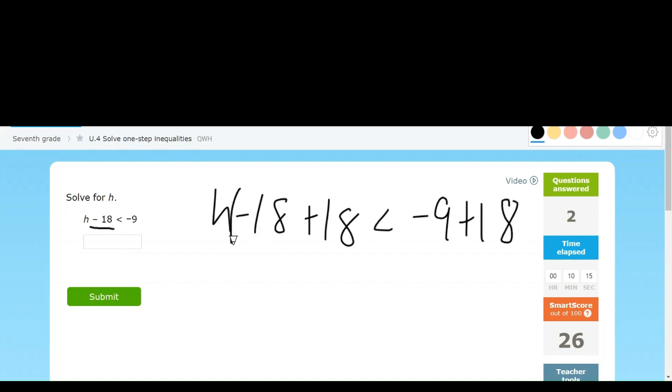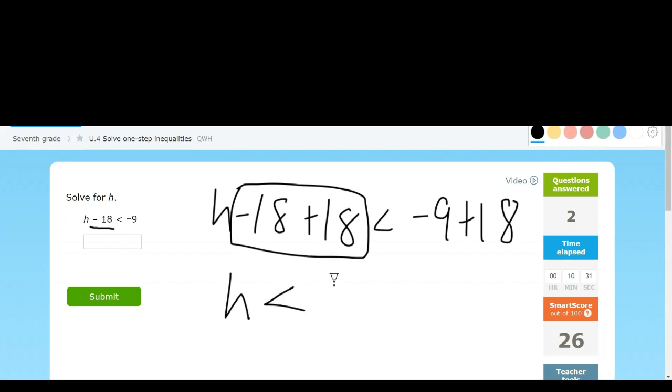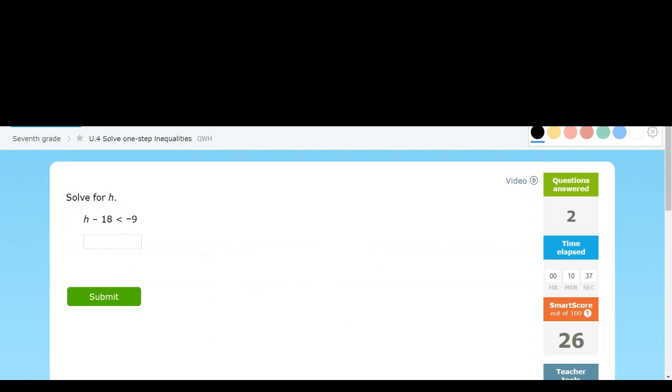And you'll notice the negative 18 and a plus 18 becomes 0. So we just have h on the left-hand side is less than negative 9 plus 18 gives us 9. So we have h is less than 9.